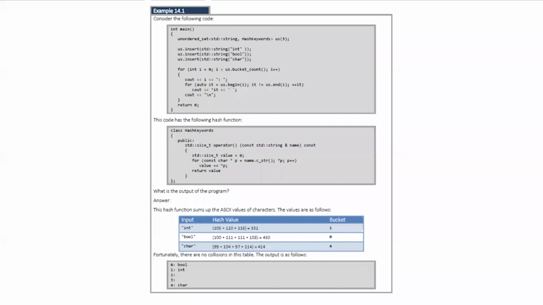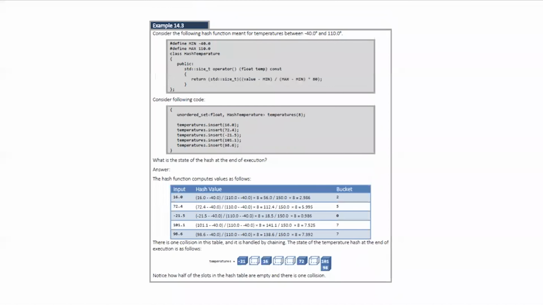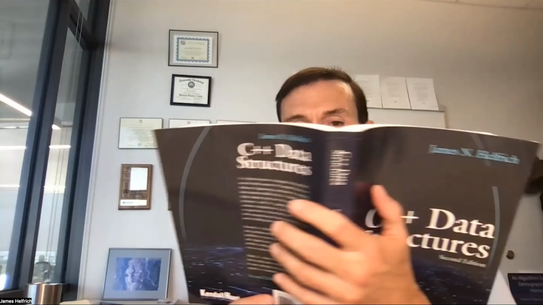This is example 14.1, 14.2, and 14.3 in the hash chapter of the C++ data structures textbook.